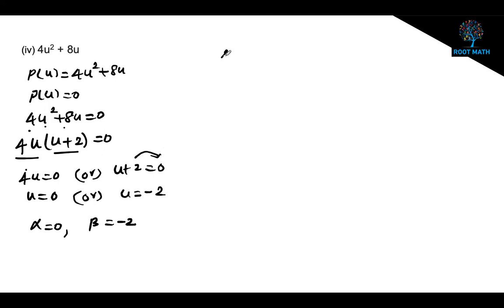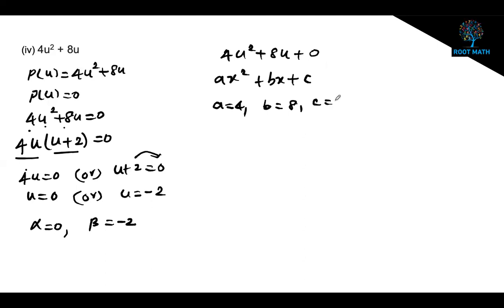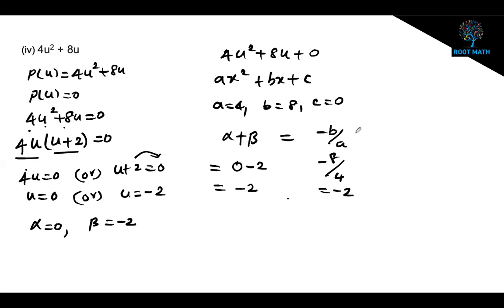We'll write the expression again and write the a, b, c values compared with the general expression. So a is equal to 4 and b is equal to 8. There is no constant term, so you can put 0 here, or you can write c is equal to 0. Now, alpha plus beta: 0 minus 2, which is equal to minus 2. What is negative b by a? Negative positive 8, so negative 8 by a is 4, which is equal to negative 2. So alpha plus beta is equal to minus b by a is verified.